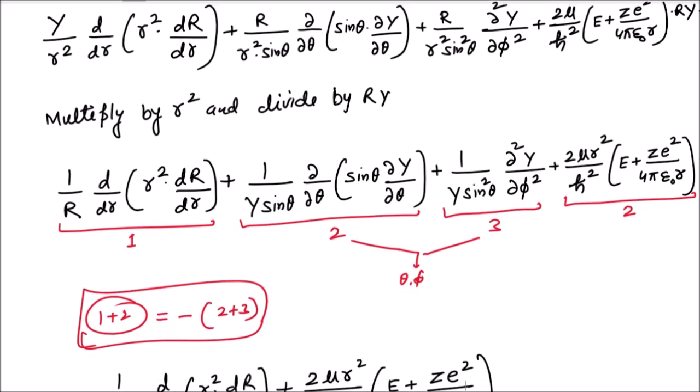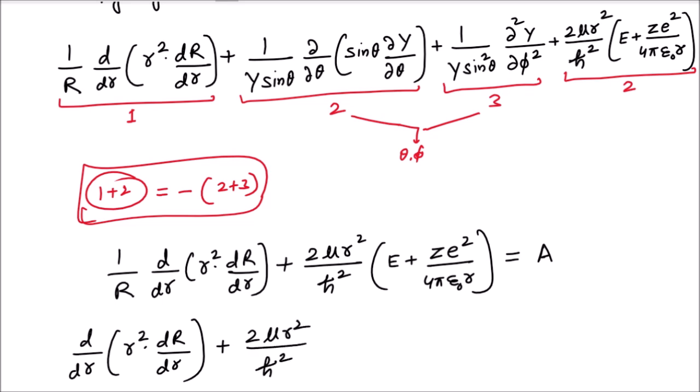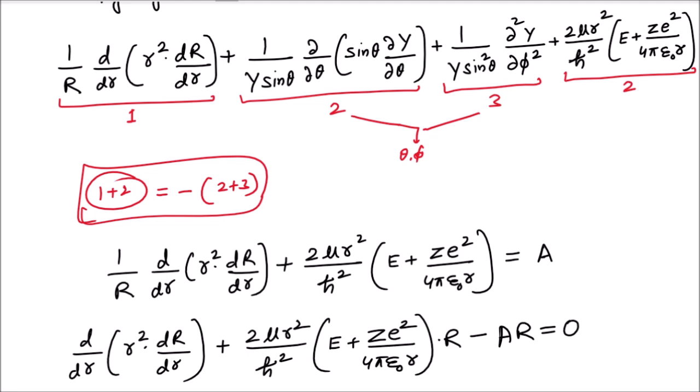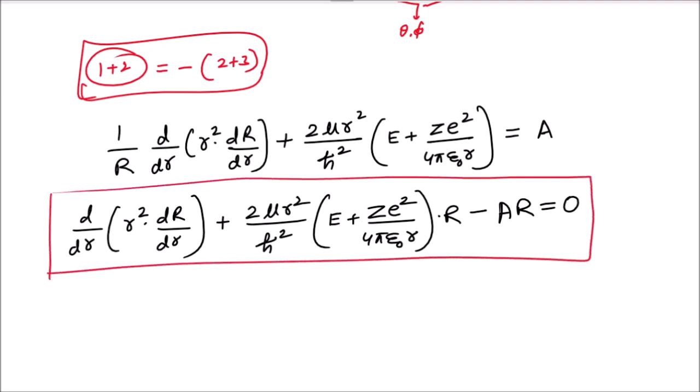So to take it as a whole equation, d by dr of r square dR by dr, we multiply it by r, okay, plus 2 mu r square upon h bar square into E plus Z e square upon 4 pi epsilon naught r, into R, and a on this side, so it is minus aR equal to 0, okay. So this is the radial equation.